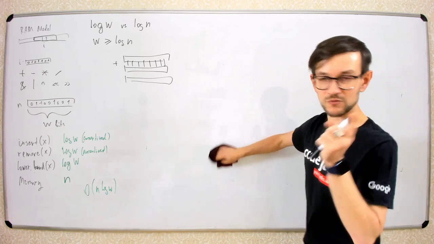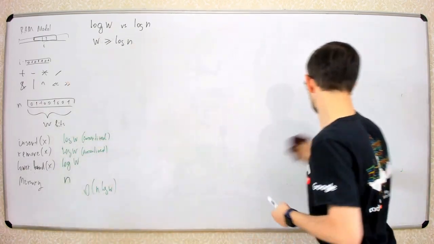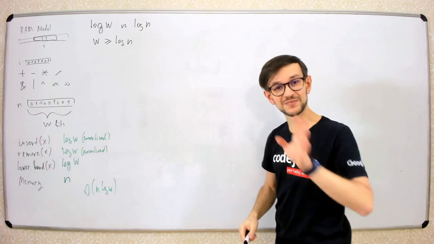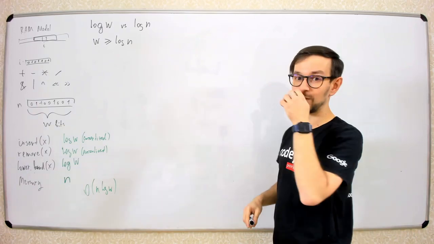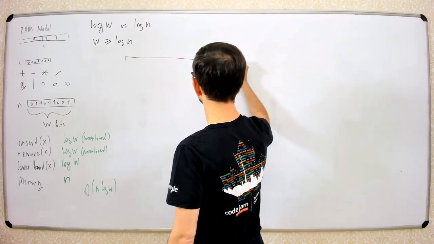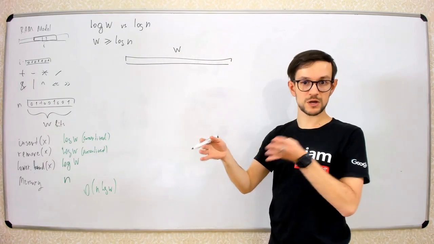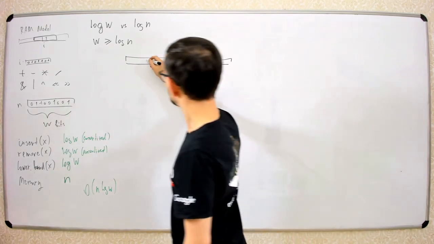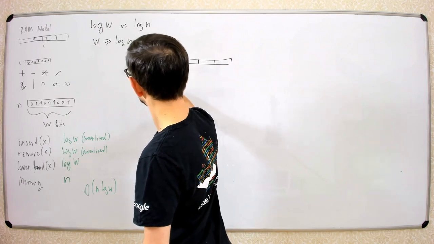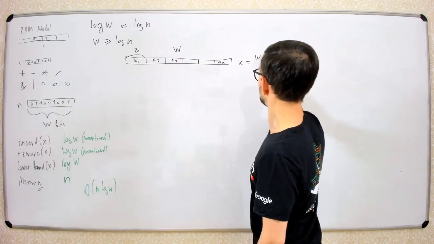Let's solve a few problems before the next lecture. In the next lecture, we'll abuse this technique at maximum, but now let's just solve some small problems. First small problem: if W is big, you can split it into blocks and put small integers of size b into these blocks: A1, A2, A3, and so on, AK, where K is like W over b.